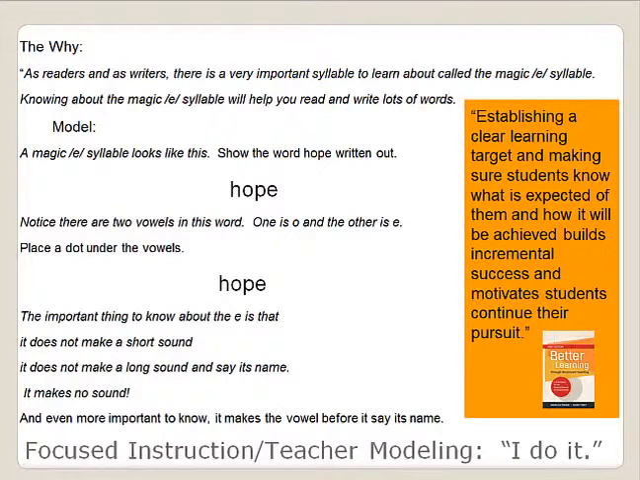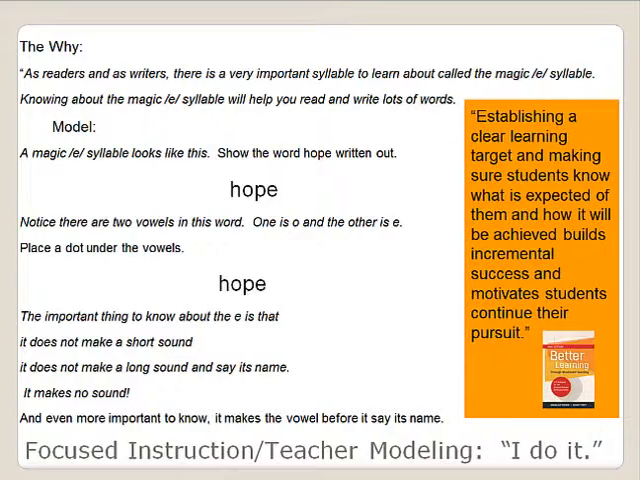Modeling and demonstrating are key features of the focused instructional phase. Establishing a clear learning target and making sure students know what is expected of them and how it will be achieved builds incremental success and motivates students to continue their pursuit. Establish a purpose for the lesson by telling students that as readers and as writers, there is a very important syllable to learn about called the magic E syllable.